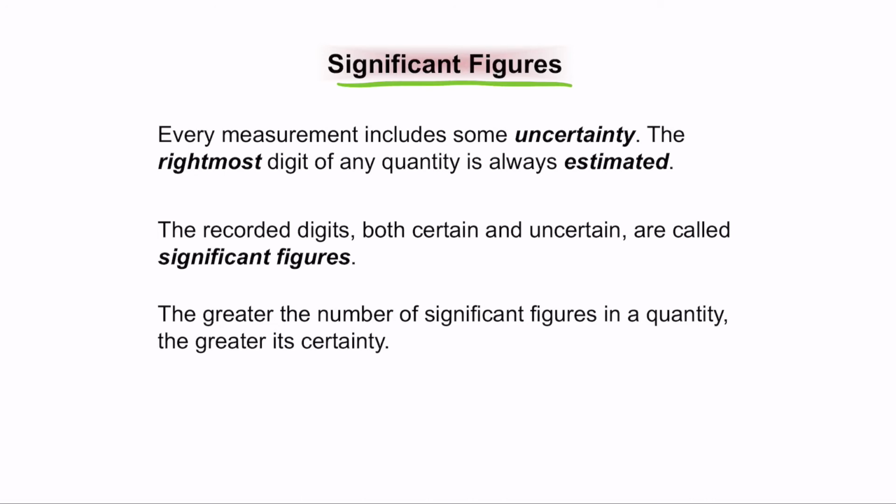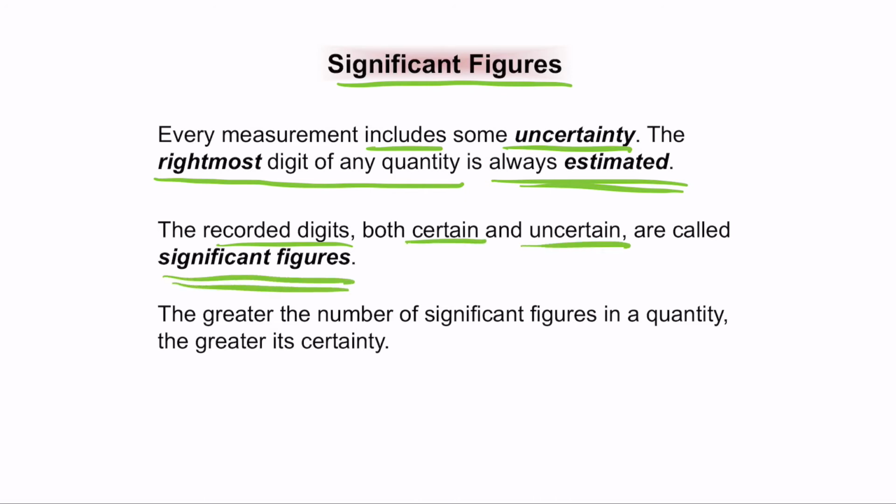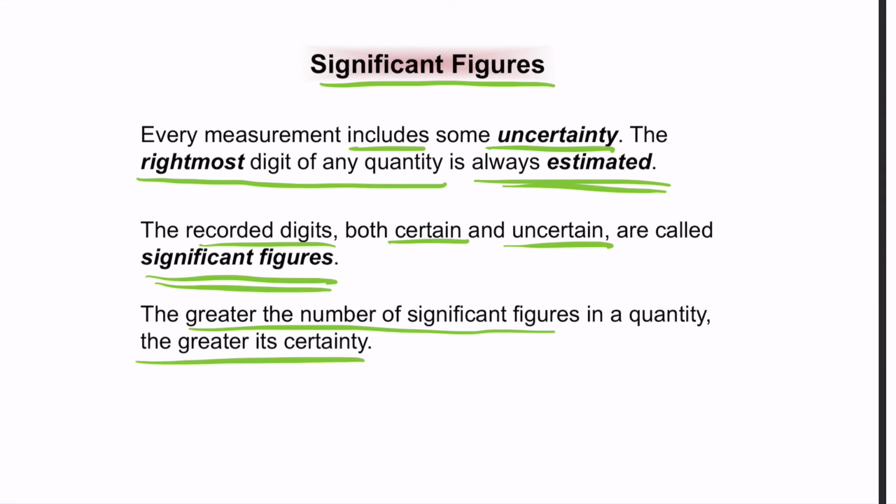Next, let's talk about significant figures. Every measurement includes some uncertainty. The uncertainty here represents the rightmost digit of any quantity, which is always estimated. Whenever you record digits, they generally have certain and uncertain ones, and those are called the significant figures. The greater the number of significant figures in a quantity, the greater its certainty. The more significant figures you have, the more certain you are that it's a good value.